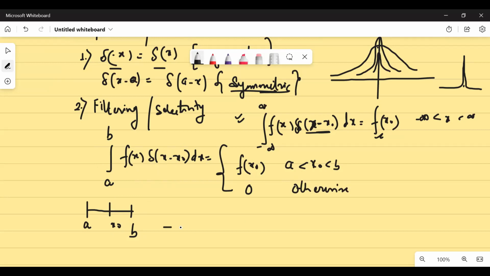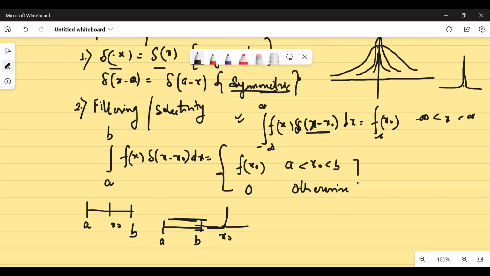Because see, if you're not having this point x naught between a and b, so for example, here is the point x naught. You're integrating between a and b, and point x naught lies here. So there would be a peak at x equal to x naught. Otherwise, here the function is 0. So basically, you're integrating a to b f of x into 0 dx, so it will come out as 0.